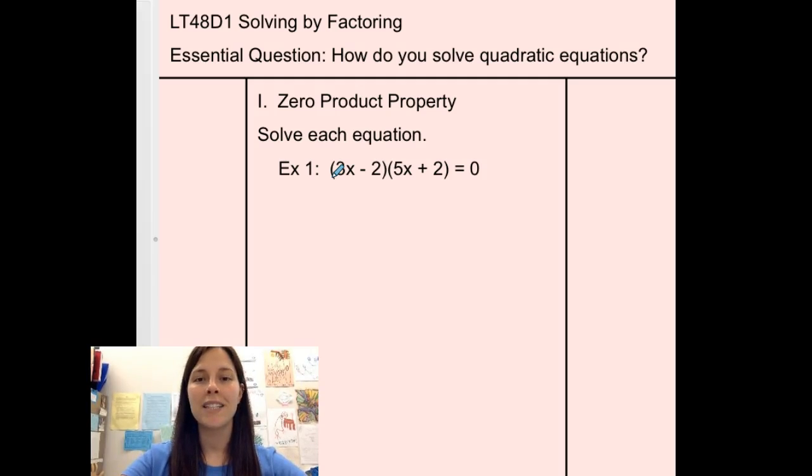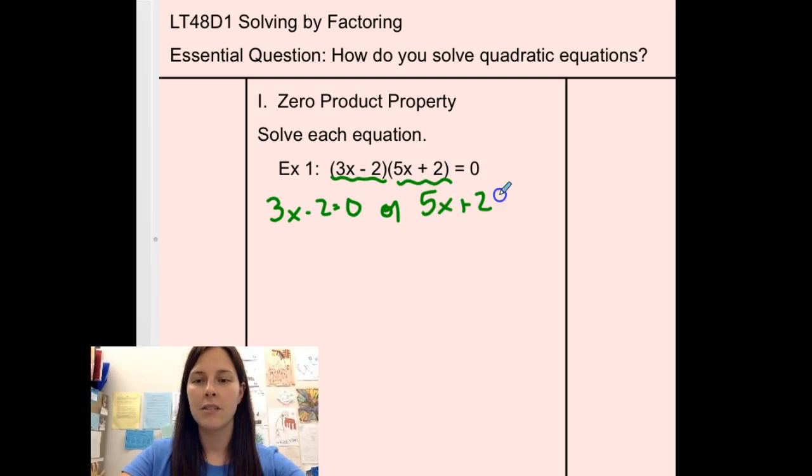Our first one is already factored. We have something times something equals 0. So either the first something must be 0 or the second something must be 0. And then we solve each equation separately. Our first equation, we will add 2 to both sides and divide both sides by 3.